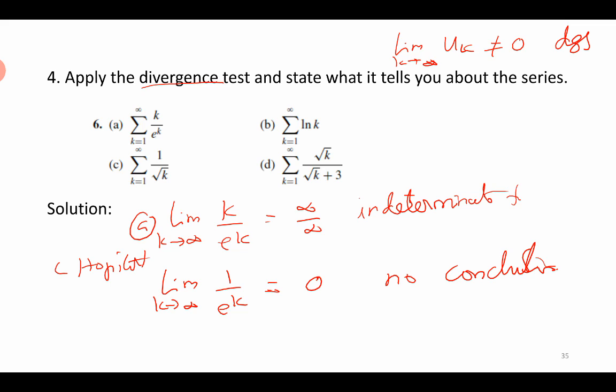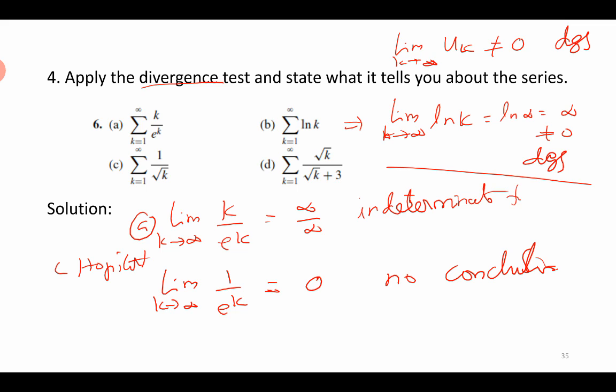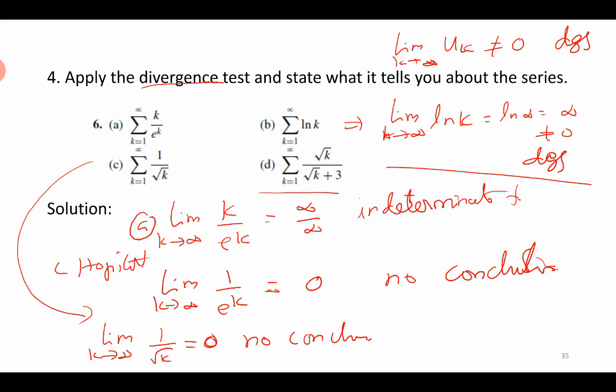So here, what is the case? For B, the limit as k goes to infinity of ln k. Ln infinity is infinity, which is non-zero. Therefore it diverges. B is divergent. What is C? The limit as k goes to infinity of 1 over root k. 1 over infinity is 0. No conclusion, because when it is non-zero, you can say divergent. If it is 0, there is no conclusion. The fourth one has been left to you. Try it yourself.